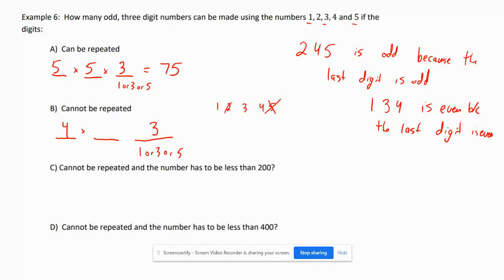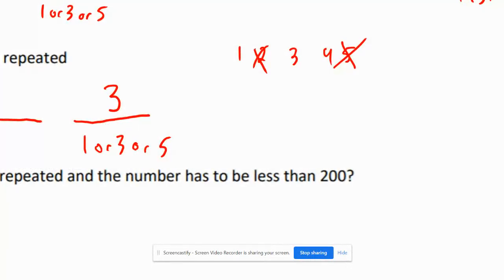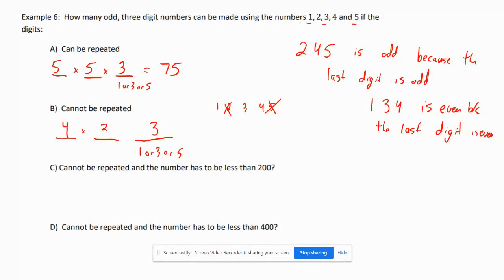Suppose I used a 2 as my first digit. That would mean I can't reuse a 2 and I can't reuse the 5. That means there's either 1, 3, or 4. So there would be 3 options for the second digit. So 4 times 3 times 3 is 36.